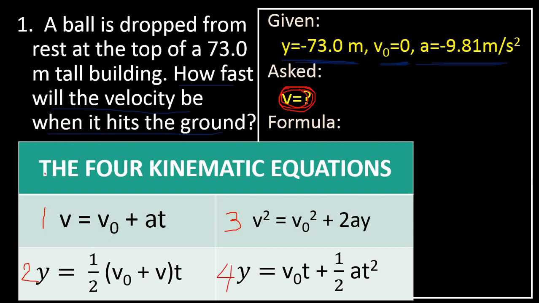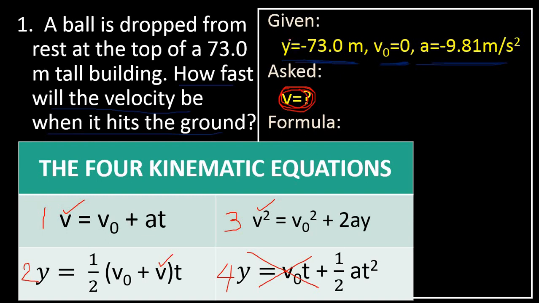Okay, here. So for 1, do we have final velocity? Yes. Okay, we have this. For 2, do we have final velocity? Yes, we have this. For 3, yes. And for 4, do we have final velocity? The one being asked, none. So we would immediately eliminate formula number 4.